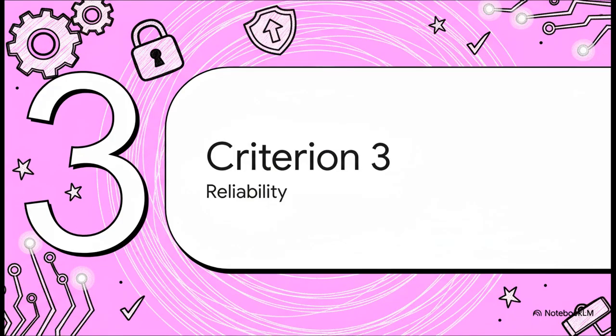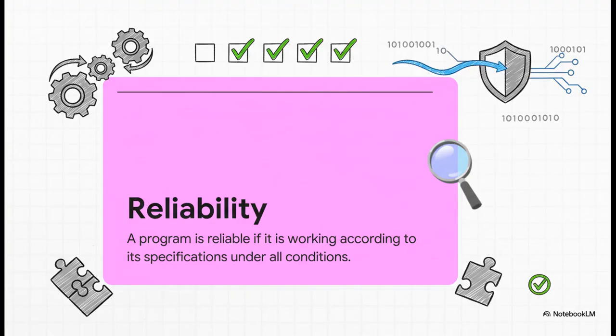Next up, we've got a criterion that is absolutely critical for any serious software project out there: reliability. So what does it mean for a program to be reliable? Simple. It performs the way it's supposed to every single time under all conditions. Now, the language itself can't guarantee your program will be perfect, but it can give you features that make it a whole lot easier to build robust, error-free software.